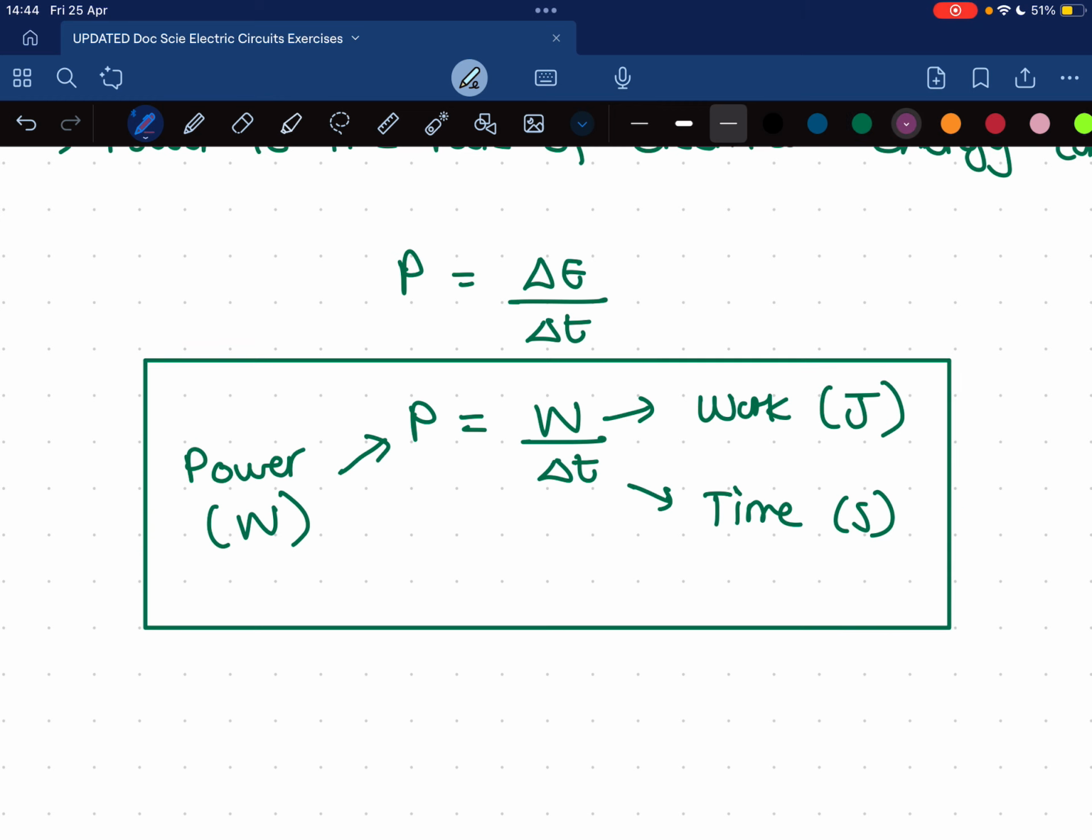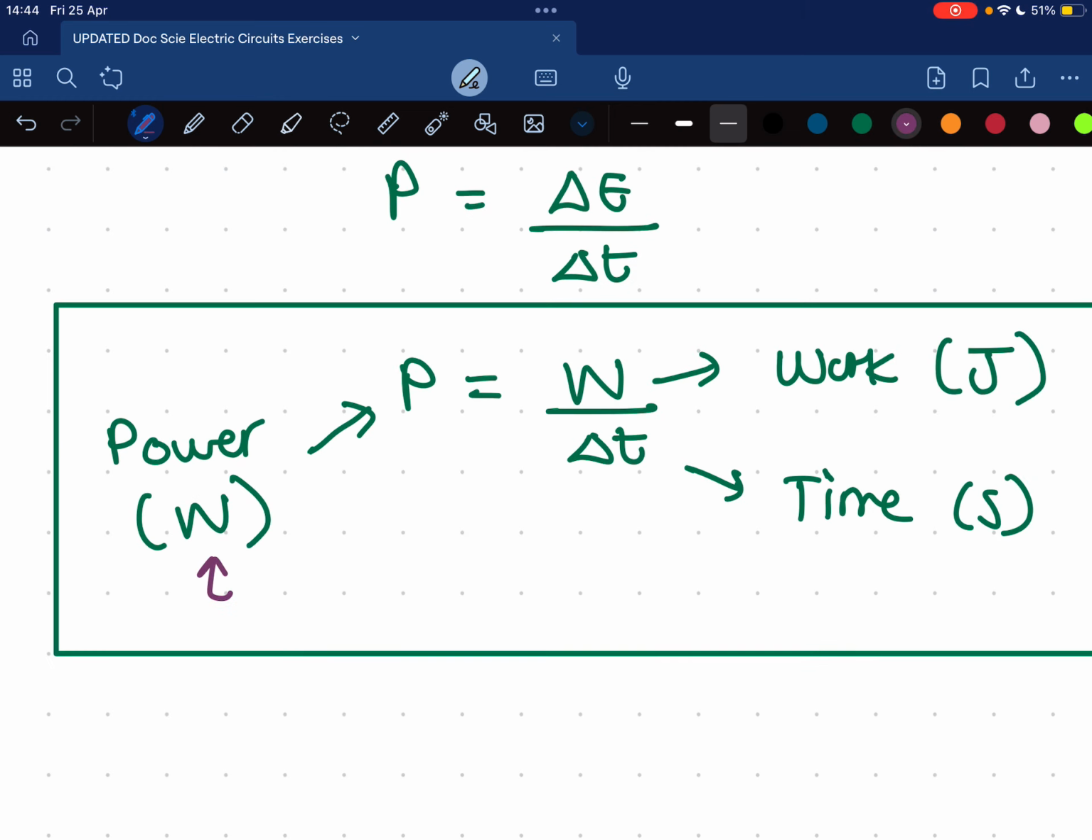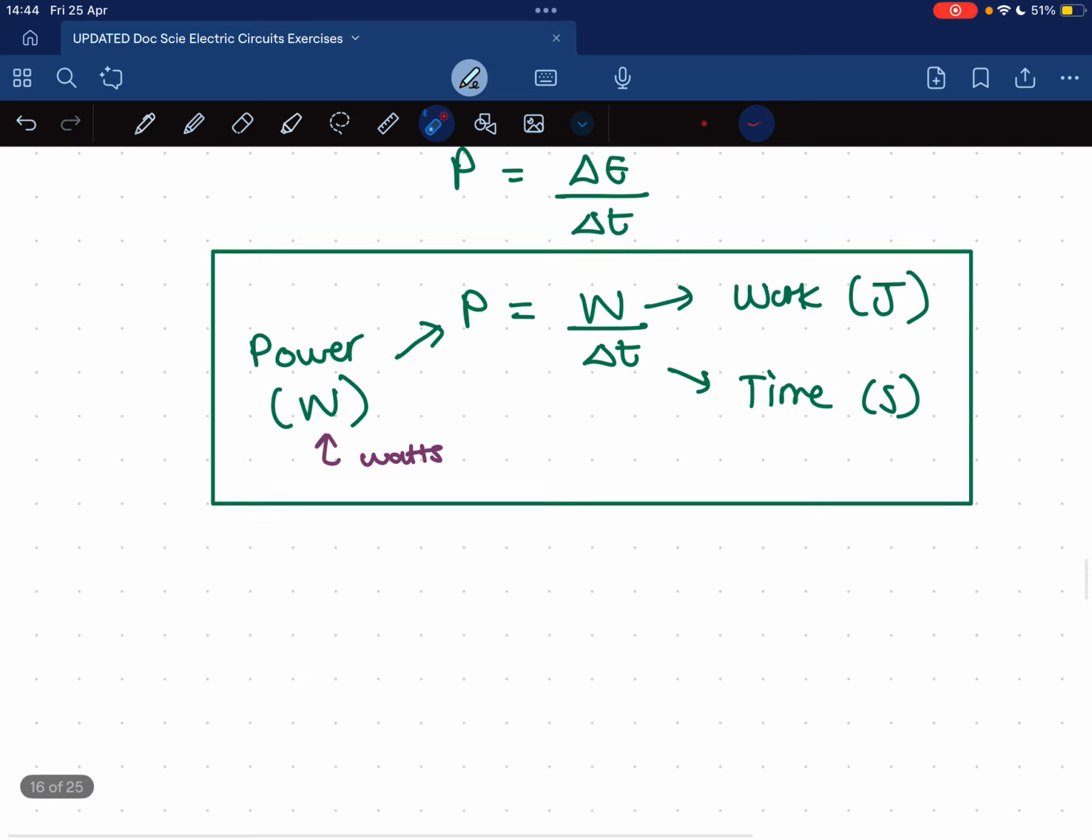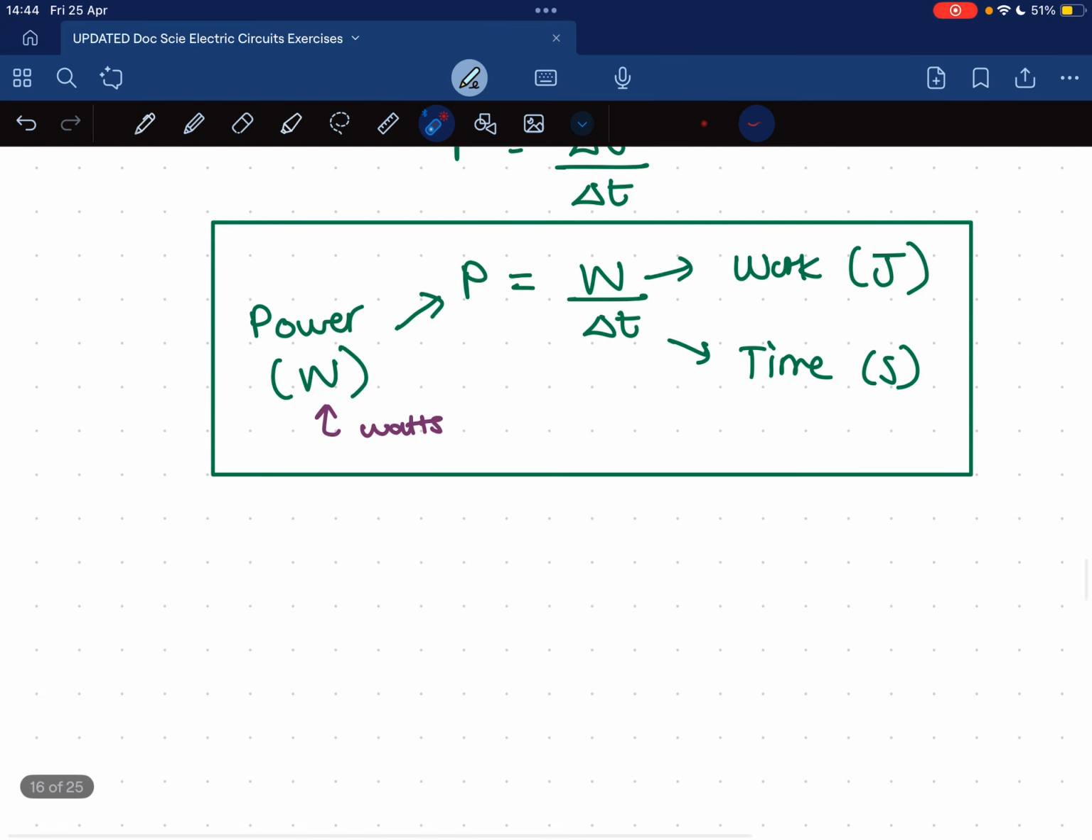Okay, I'm just going to make a little note here that this W here is watts and that W here is for work. So just be careful, make sure you know what we are actually looking at, what the differences are here.